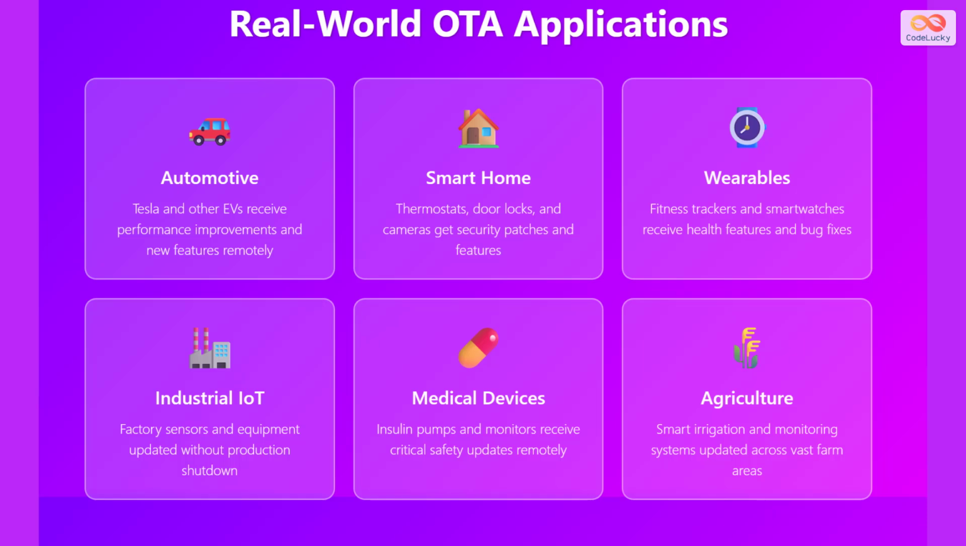OTA updates are transforming numerous industries with real-world applications. In automotive, companies like Tesla pioneered using OTA updates to deliver performance improvements, new features, and bug fixes to vehicles remotely. Your car literally gets better over time.